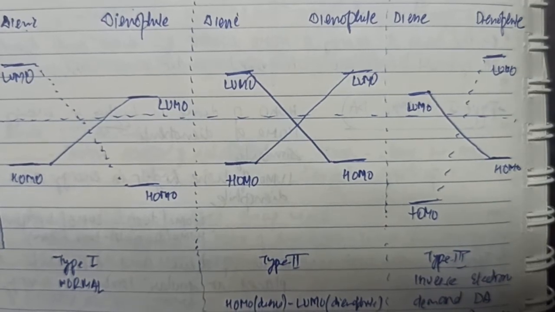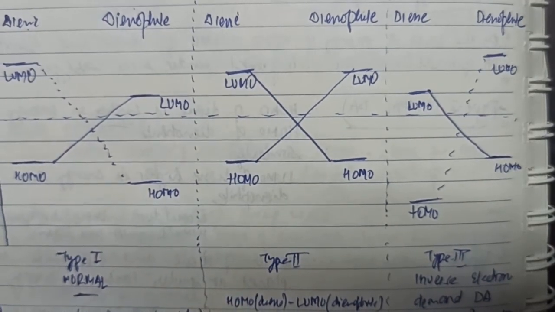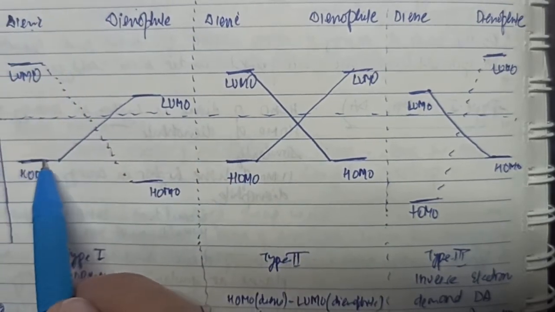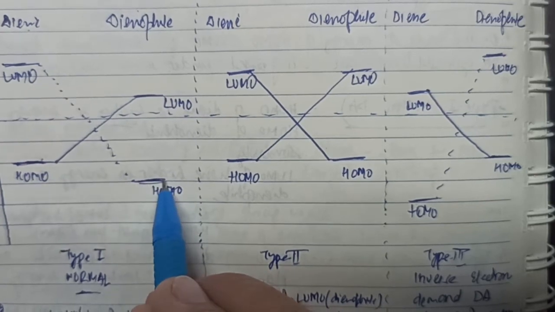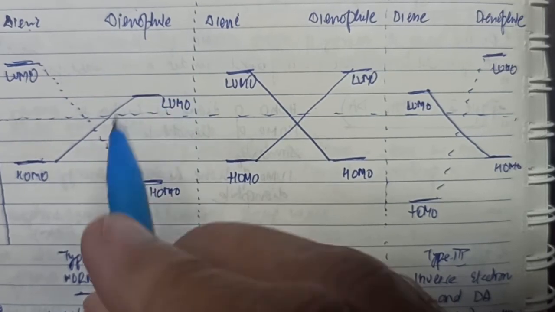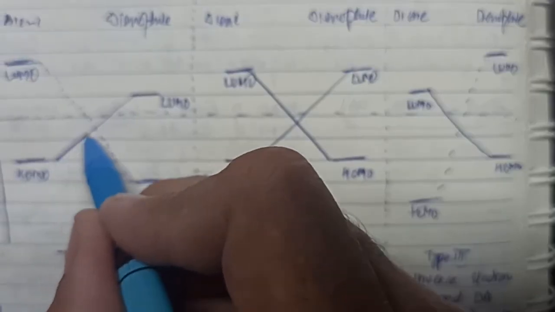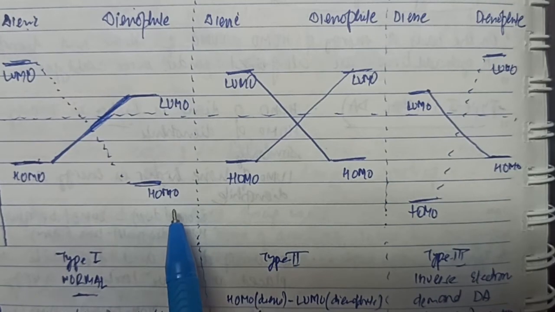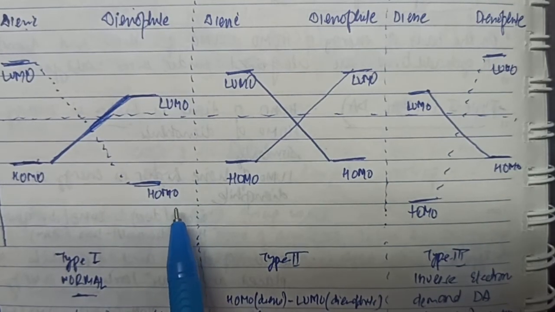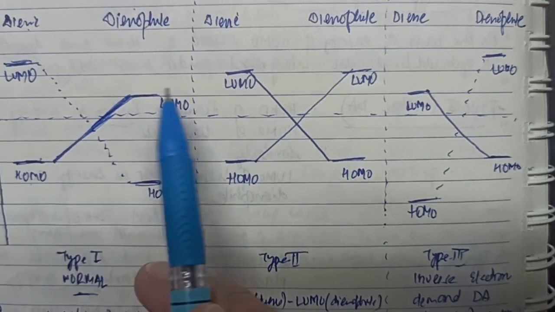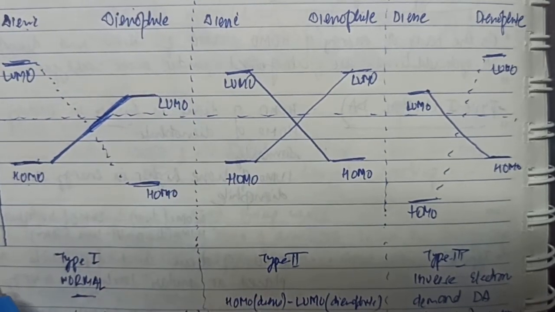And as I've told you, in the case of type 1, which is also called the normal Diels-Alder cycloaddition reaction, the HOMO of the diene, this is the diene side, is higher in energy than the HOMO of the dienophile. Similarly, the LUMO of the diene is higher in energy than the LUMO of the dienophile. Hence, the more contributing interaction is the HOMO of the diene and the LUMO of the dienophile because the energy gap is smaller. This is what we have shown by this solid line, and the dotted line represents that this interaction is less contributing and therefore less important. Hence, any substitution pattern on the HOMO and LUMO of the diene and dienophile would affect the speed of the reaction.